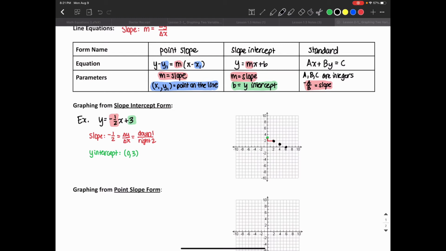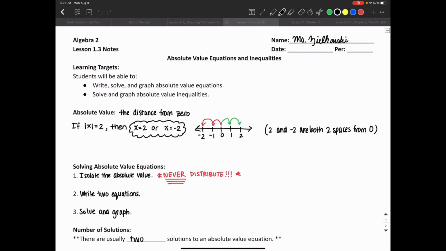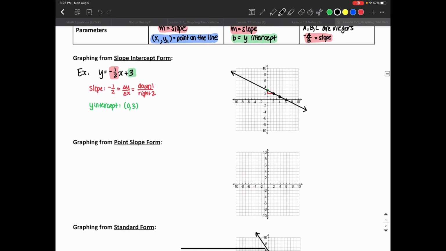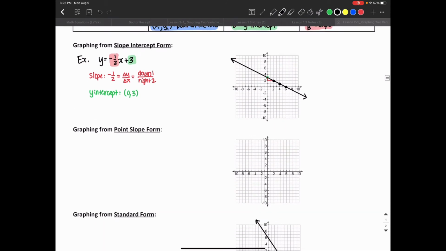And I know that I only need 2 points for a line. So I didn't have to do all of that, but I connect them and make sure it's going through all of the points. That's good enough. And I know that lines are infinite, so I include 2 arrows on either end. That's the graph from slope-intercept form.